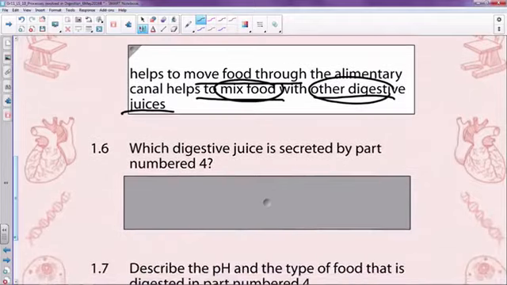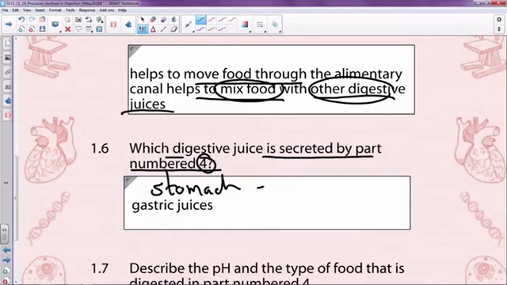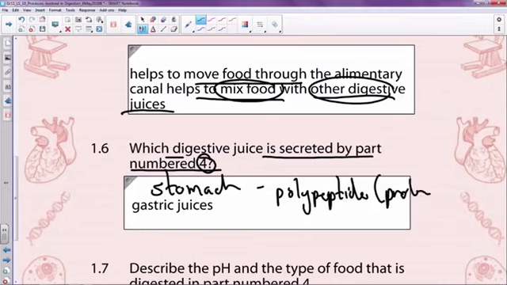1.6. Which digestive juice is secreted by part number 4? And if you go back to the diagram, part number 4 was the stomach. So when we look at the stomach, it produces all the gastric juices and they are responsible for polypeptide digestion. So your polypeptides or your proteins are digested by your gastric juices. So we're looking at protein digestion in the stomach.